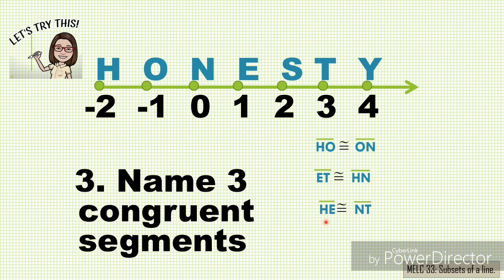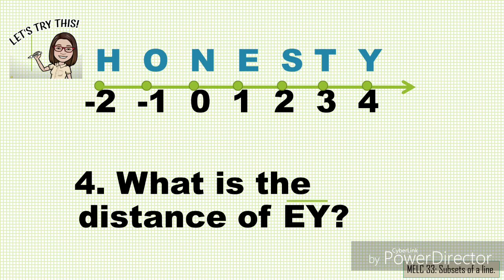Next is line segment HE. Ayan na tayo. 2, 3 units. NT, from N, 1, 2, 3 units. So, yan, congruent talaga sila. So, marami pa yan actually. Pero 3 lang ang kailangan natin for now. Do you follow?